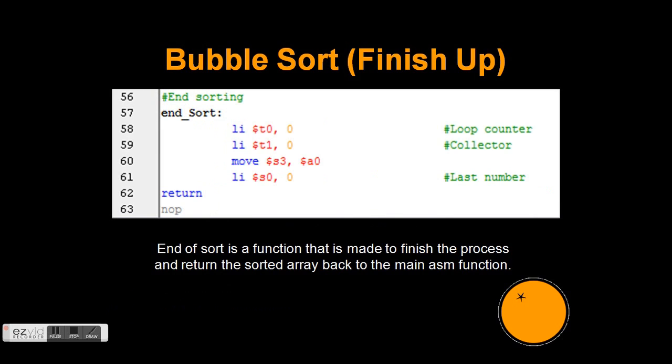Finishing it all up, I have the end of sort as a function that's made to finish the process and return the sorted array back to the main ASM function, where it can be displayed with the skeleton code that was provided.